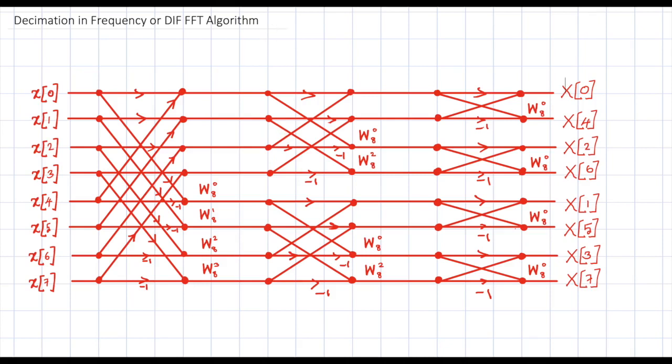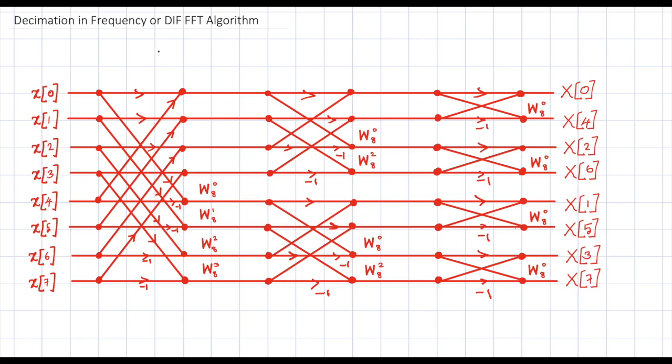In this video, I will be talking about the decimation in frequency or DIF FFT algorithm. So FFT algorithms are algorithms used to find the DFT of a given sequence. So we have two different methods. The first one is decimation in time and the other one is decimation in frequency. So in this video, we will be particularly focusing on the decimation in frequency algorithm.